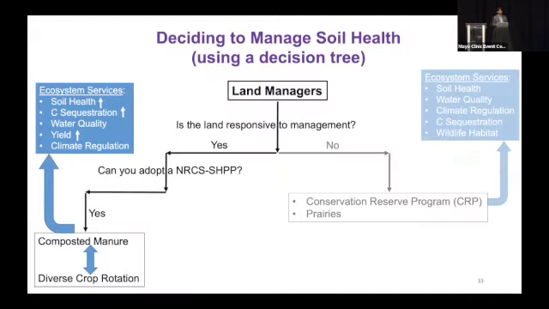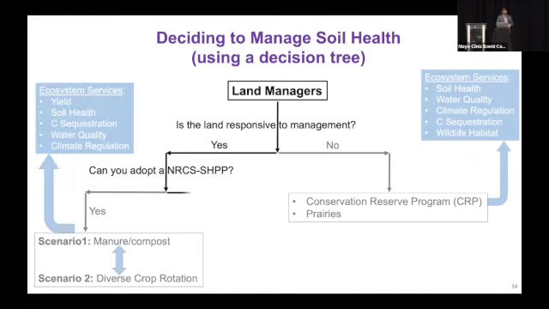All right, so what did we get? A lot of ecosystem services out of these kinds of systems, whether it is improving your soil health, carbon sequestration, water quality, or yield. I did not show you the data, but if you go back to the paper, the diversified system actually improved the yield.